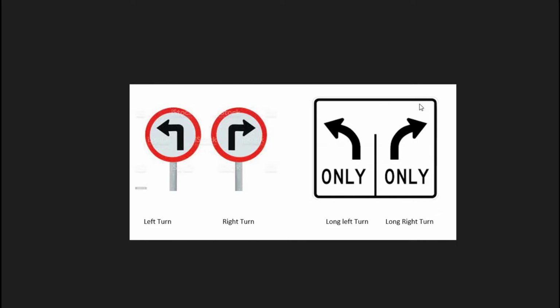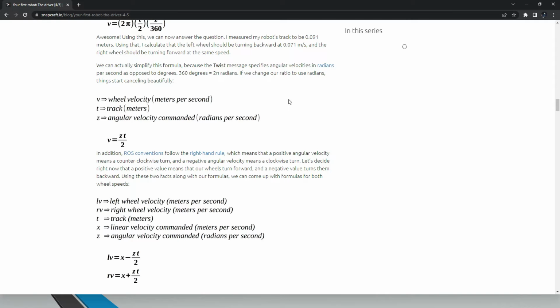right turns as well. If linear velocity commanded is x and angular velocity commanded is z, then left wheel velocity can be represented as x minus zt by 2 and right wheel velocity can be represented as x plus zt by 2, where t is the distance between the two wheels.